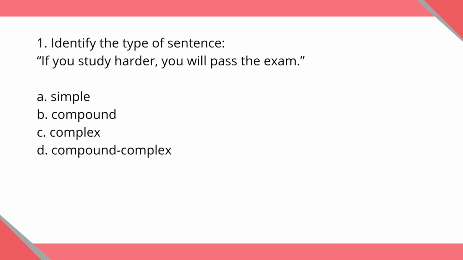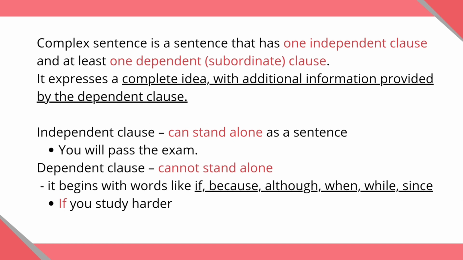The correct answer is letter C. Complex. A complex sentence is a sentence that has one independent clause and at least one dependent or subordinate clause. It expresses a complete idea, with additional information provided by the dependent clause. The independent clause can stand alone as a sentence while the dependent clause cannot stand alone. It begins with words like if, because, although, when, while, since.